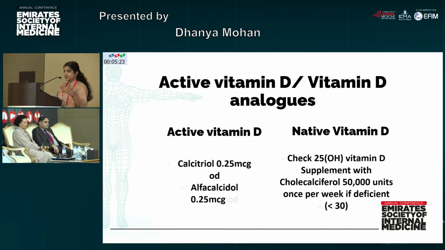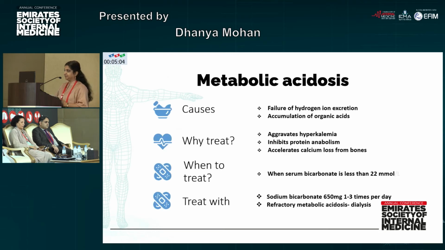And of course, along with treatment of hyperphosphatemia, we correct the other stimulus for hyperparathyroidism by providing active vitamin D in the form of calcitriol or alfacalcidol, and also check for native vitamin D deficiency and correct with cholecalciferol if the level is less than 30.